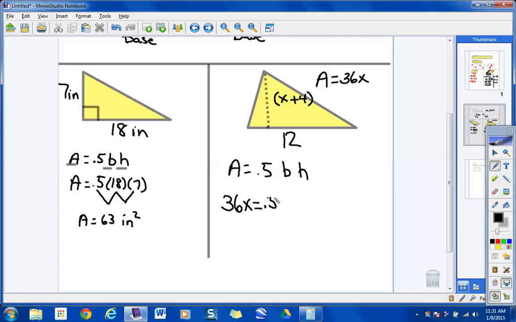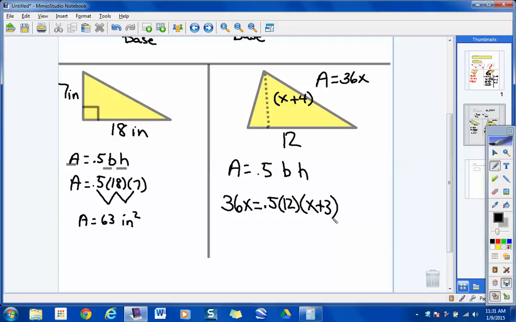How about your base length? Okay, when you substitute in for your base and height, put parentheses around it, so half of 12. How about your height? What's the expression for height? X plus 4. Okay. So everybody on 3, take a deep breath. 1, 2, 3.